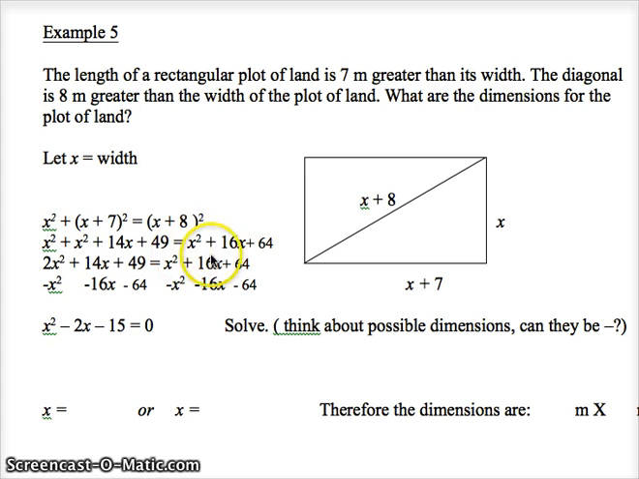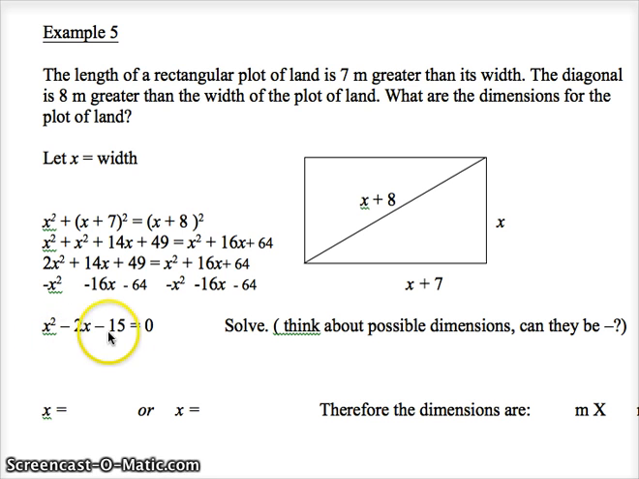So first step, let's collect all our like terms. We're going to move everything that's on the right side to the left side. So we subtract x squared, we subtract 16, and we subtract 64. Collecting like terms, we now have x squared minus 2x minus 15 equals 0. Because this is a quadratic, you cannot just isolate x. We need to use a method. So we're going to use factoring.